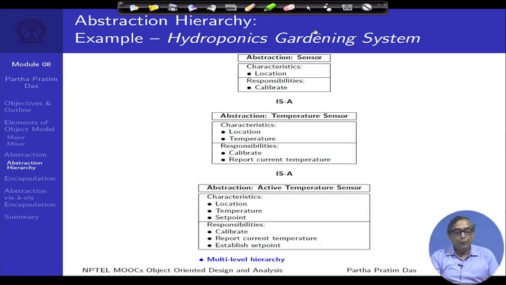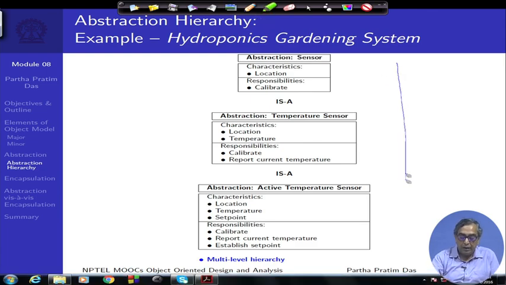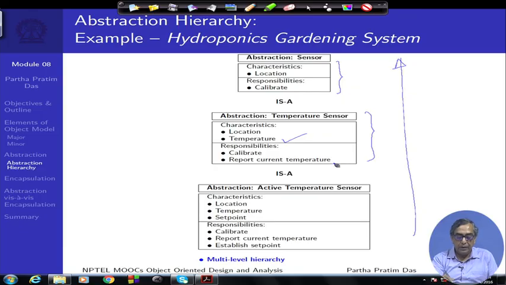If you look back into the hydroponic gardening system, we have talked about sensors, so we can easily see a multi-level hierarchy there. You have sensors, which generally will have a characteristic that you need to know where the sensor is, and every sensor will need a calibration. So, that is a basic property of a sensor. Then I have a temperature sensor. In addition to location, its characteristic is temperature and being able to report the current temperature.